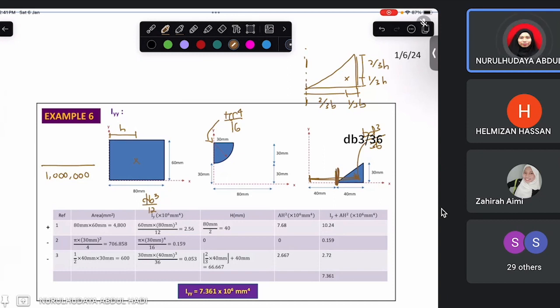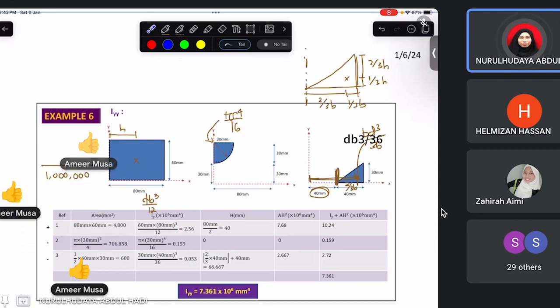Okay, lepas tu you ada another 40 mm. Sampai sini 2/3 B, lepas tu plus 40 mm. So, you dapat 66.667 power of 2, darab kuasa 2 kan, and then darab dengan dia punya area, dan you akan bahagi dengan 1 million. It is 2.667. And take the IY plus the 2.667, you get 2.72.